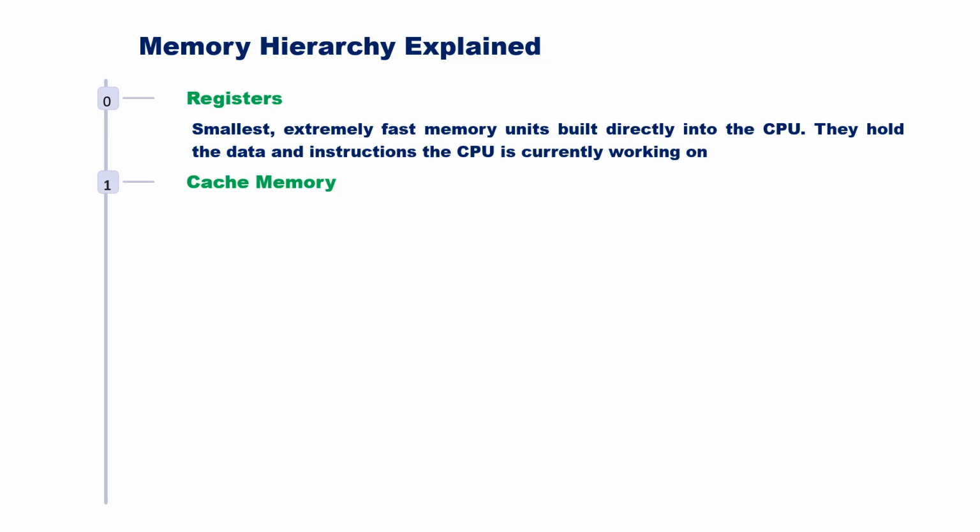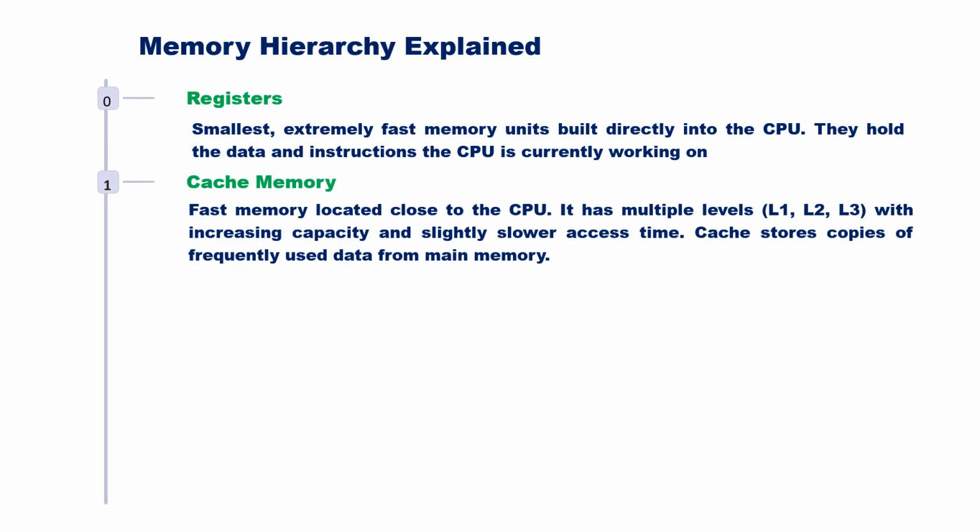Just a step down at level 1 is cache memory. This is a fast memory located close to the CPU. It comes in multiple levels, L1, L2, L3, each with increasing capacity and slightly slower access times. The cache stores frequently used data from main memory, allowing the CPU to access this data quickly without having to retrieve it from slower main memory.